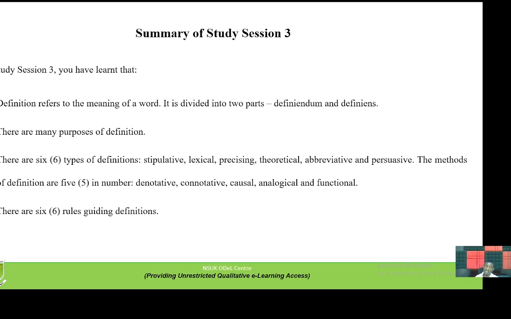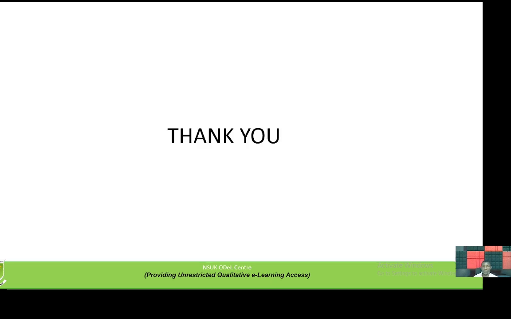There are many purposes of definition. There are 6 types of definitions: stipulative, lexical, precising, theoretical, abbreviative, and persuasive. The methods of definition are 5 in number: denotative, connotative, causal, analogical, and functional. And there are still rules guiding definition. Thank you very much for your attention.